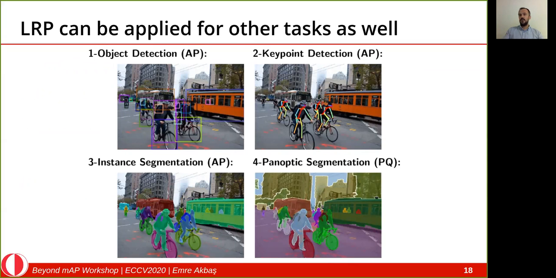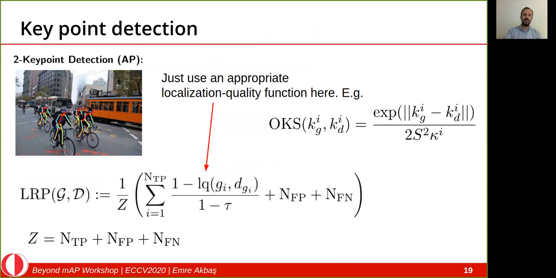LRP can be applied for other tasks as well, tasks other than object detection. Here we show examples: keypoint detection, instance segmentation, and panoptic segmentation as extra examples. For example, let's take keypoint detection. All you need to do is find a suitable and appropriate localization quality function to plug in here. And OKS, object keypoint similarity, is an appropriate localization quality function for this problem.